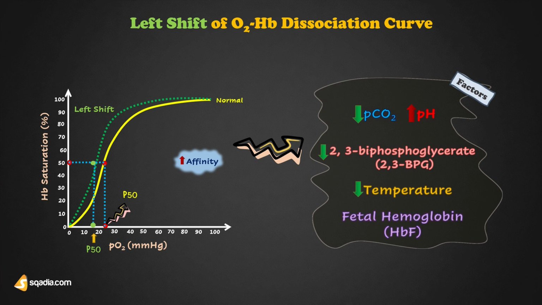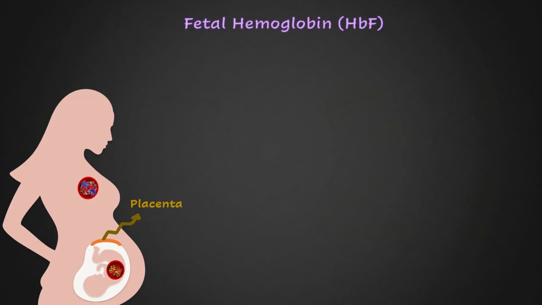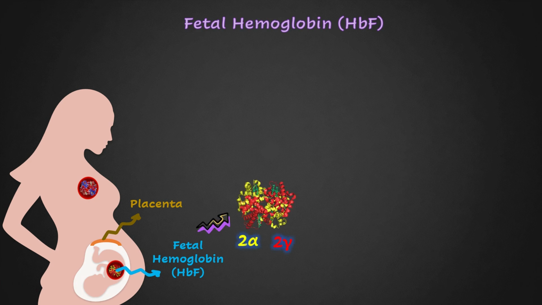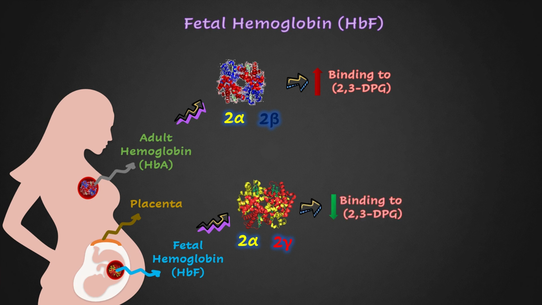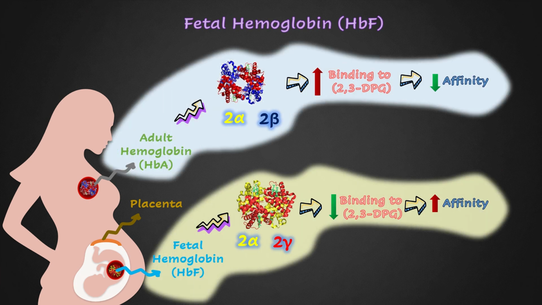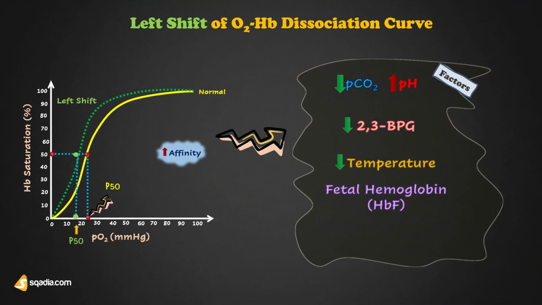Another factor is the fetal hemoglobin. Fetal hemoglobin has 2 alpha and 2 gamma chains, rather than the beta chains that bind 2,3-BPG. So fetal hemoglobin does not bind the 2,3-BPG as strongly as does adult hemoglobin. This increases the affinity of fetal hemoglobin for oxygen, hence the dissociation curve is shifted to the left.